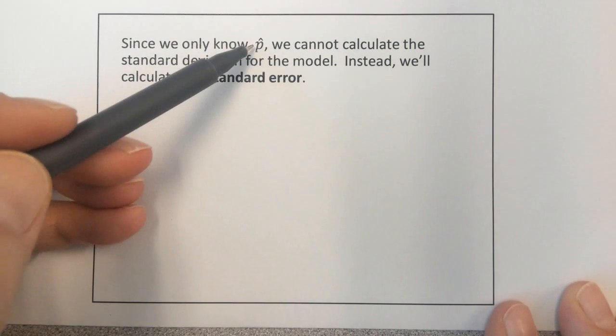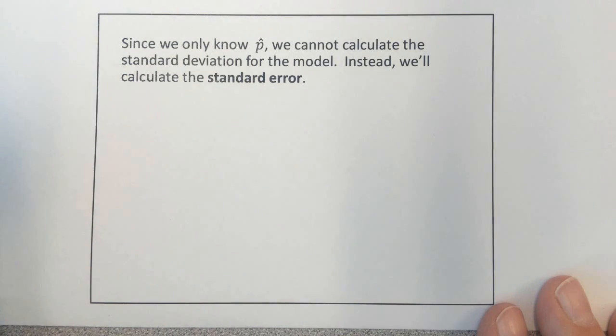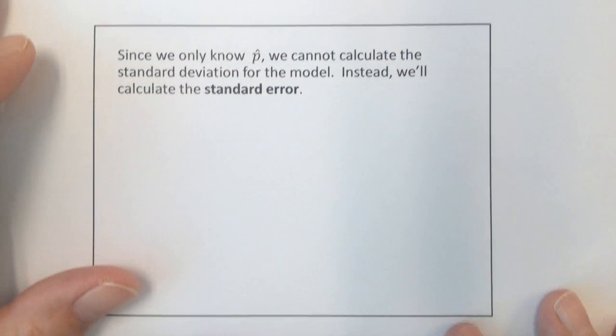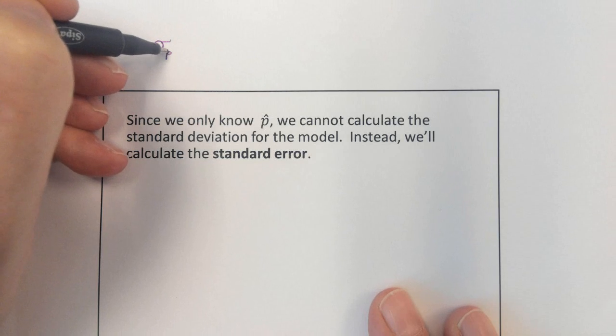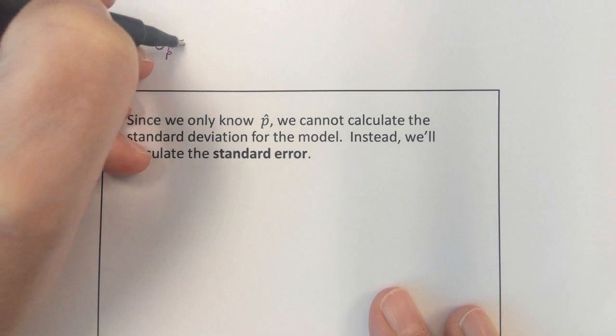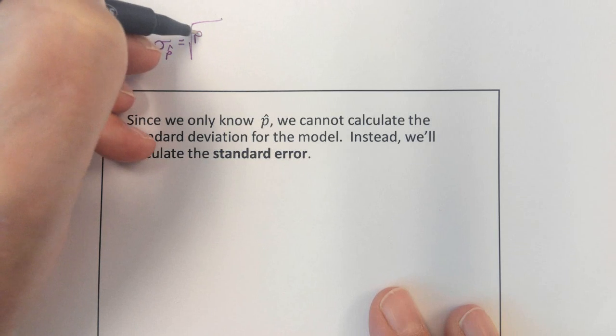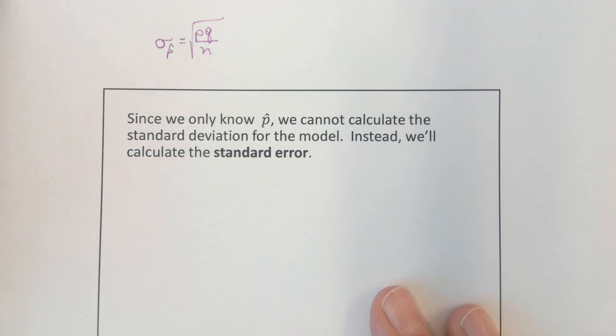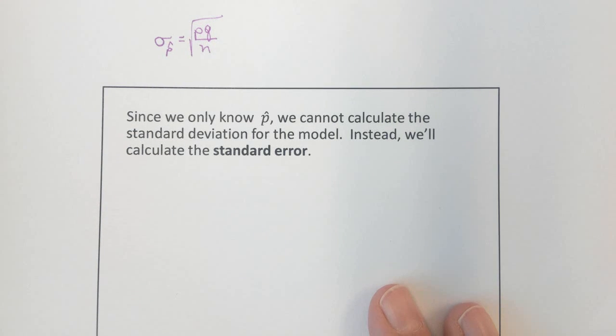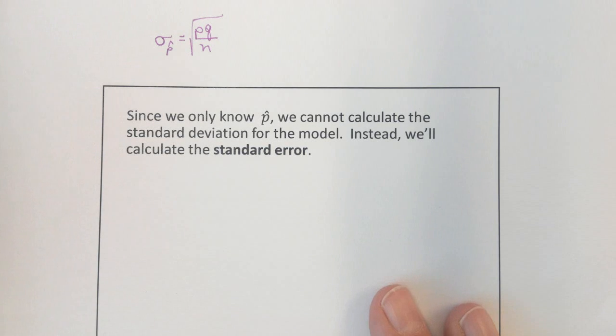But we know p hat and we don't know p. So calculating the standard deviation has a little bit of a technicality here, because technically the standard deviation of all p hats in a sampling distribution is the square root of p times q over n. That's a standard deviation formula we've used before. The catch is we don't know p and q. So what did we do on the last page when we didn't know p and q? We used the hats instead as an estimate. So the best we can do, since we don't know what's actually in the population, is to use an estimate.